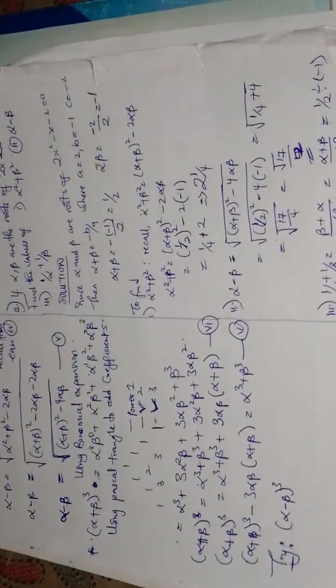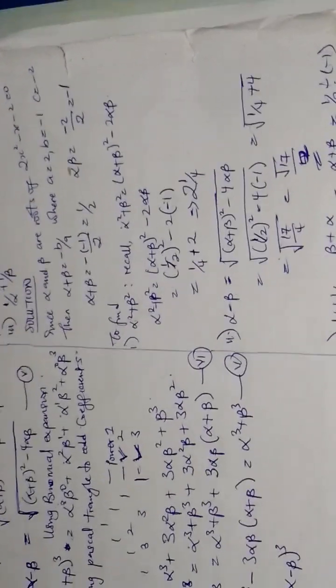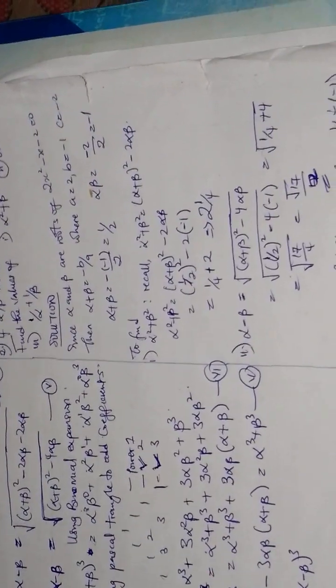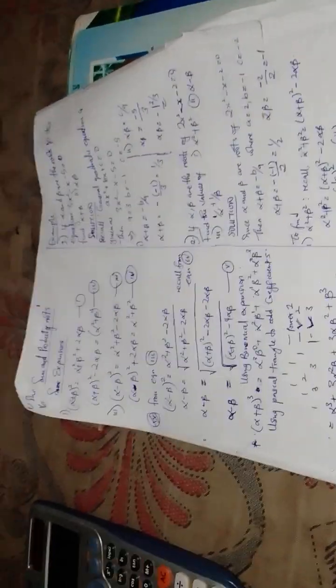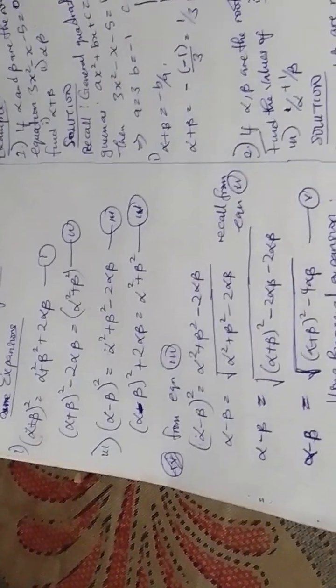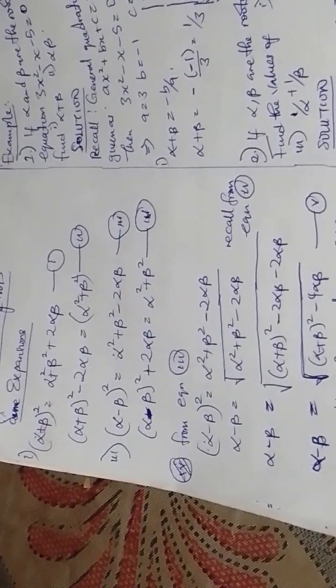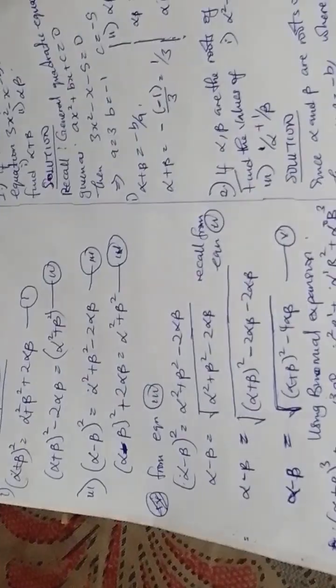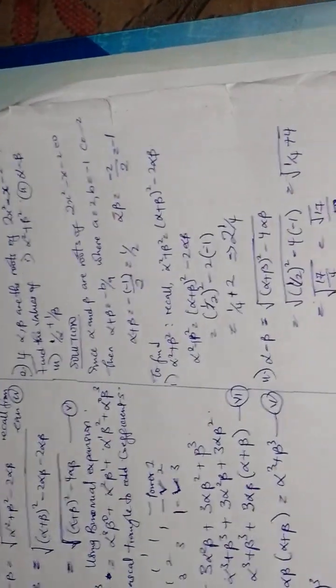So since we have to find alpha square plus beta square, if we recall from our previous equation, that's equation 2 or thereabout, alpha square plus beta square is equal to what? Alpha plus beta square minus 2 alpha beta. So we are going to bring that into this now.